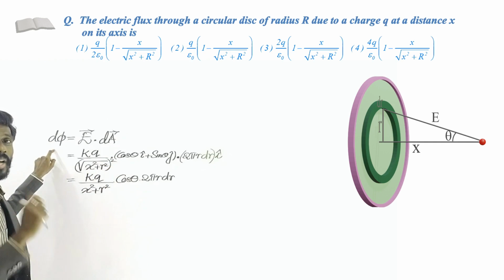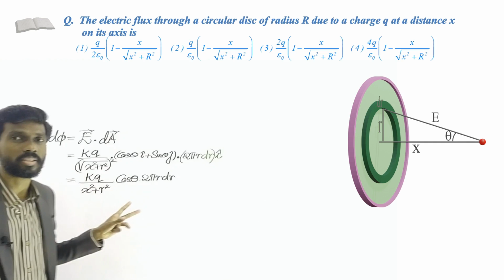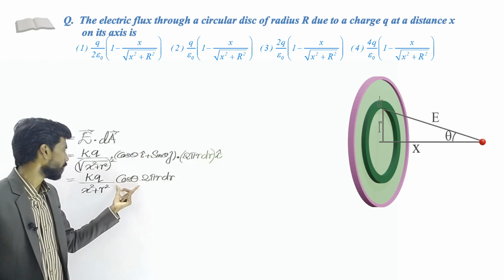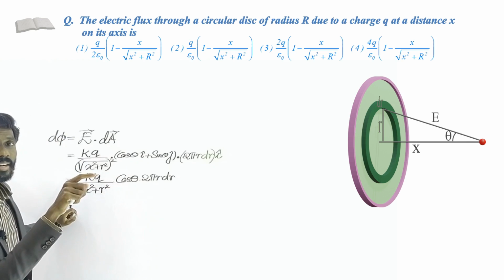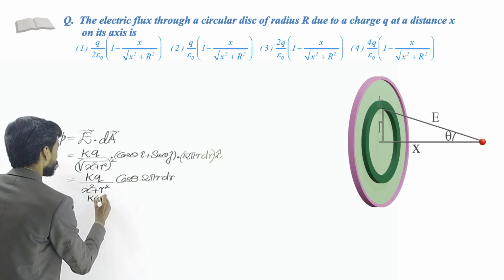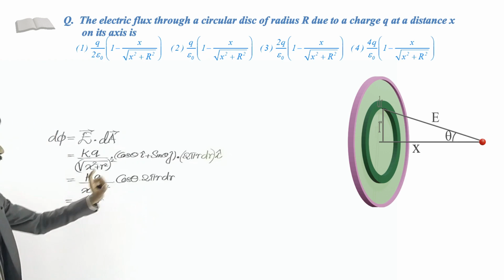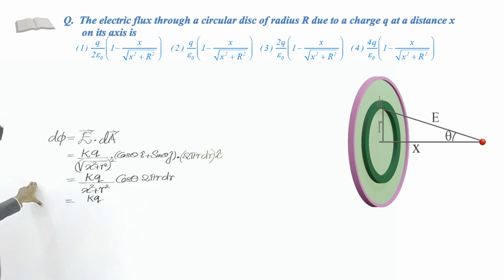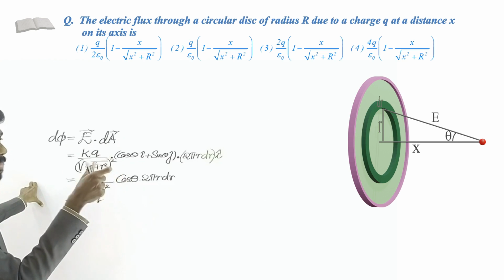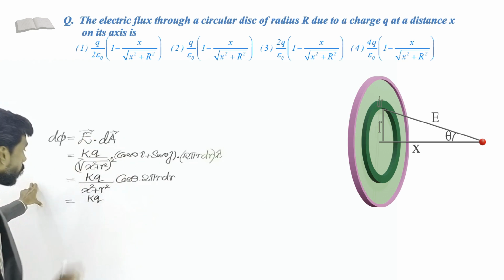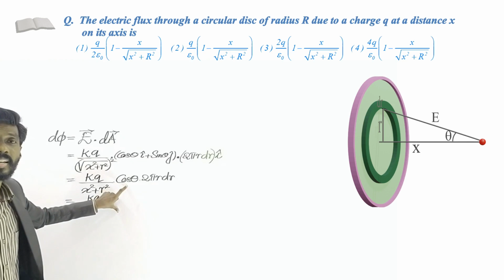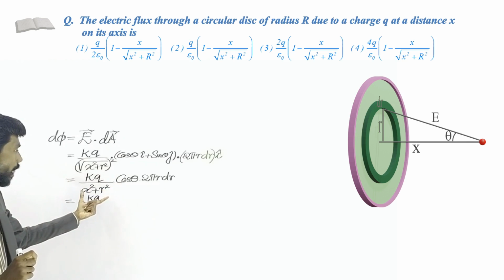So this is d phi. Now we have to find phi by integration. That's all. So how will you do the integration here? So cos theta value we can write, because it's a right angle triangle again. So kq, and cos theta here is simply, in that right angle triangle, the base x divided by the hypotenuse. Hypotenuse is square root of x squared plus r squared. Now this cos theta is simply x divided by the square root of x squared plus r squared.